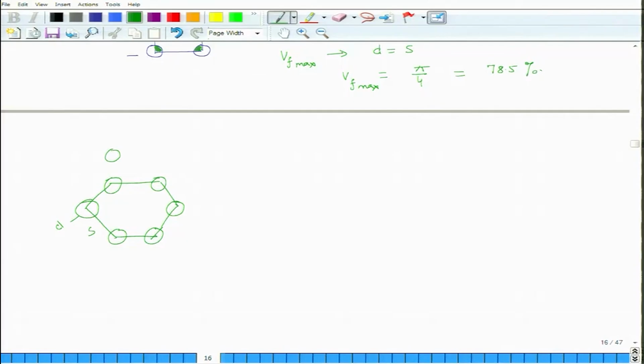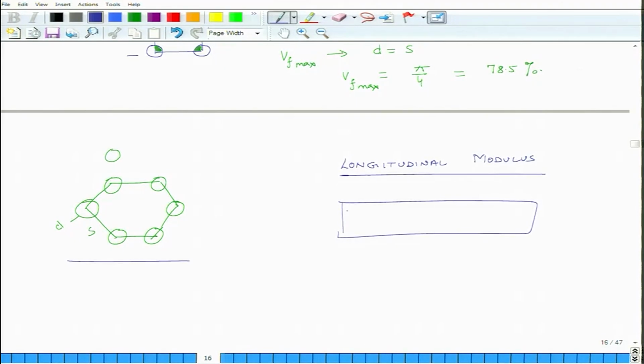Now, we will start discussing prediction of other material properties. So, what we will start discussing is computation of longitudinal modulus of a unidirectional composite laminate. So, what does that mean?